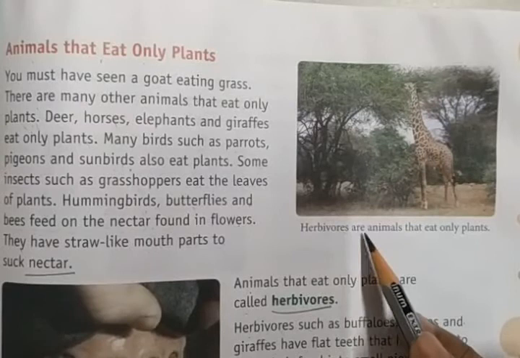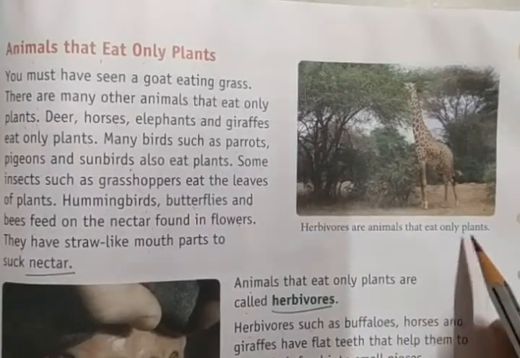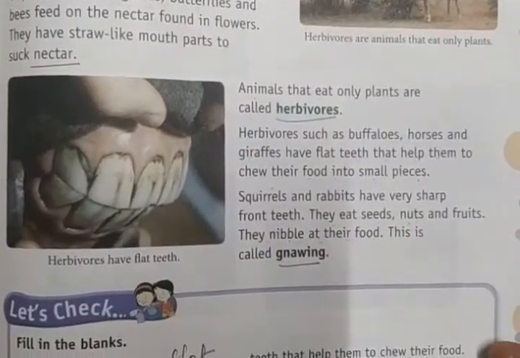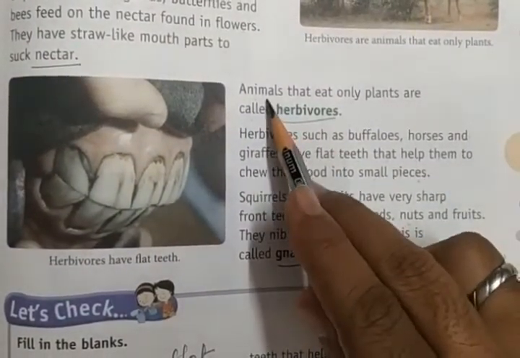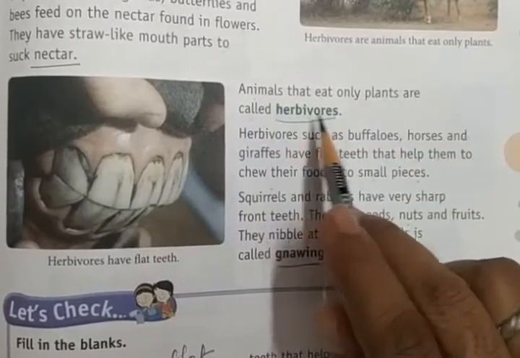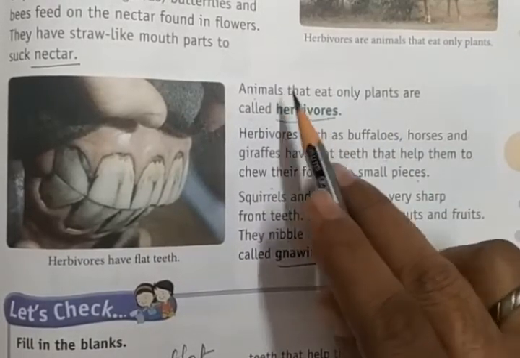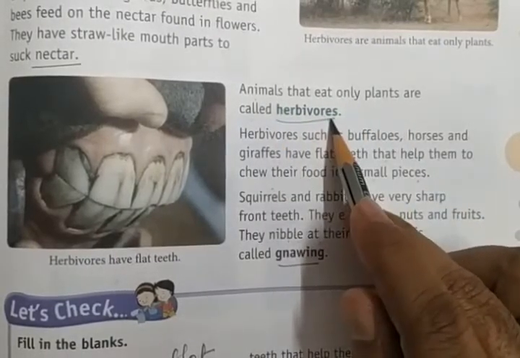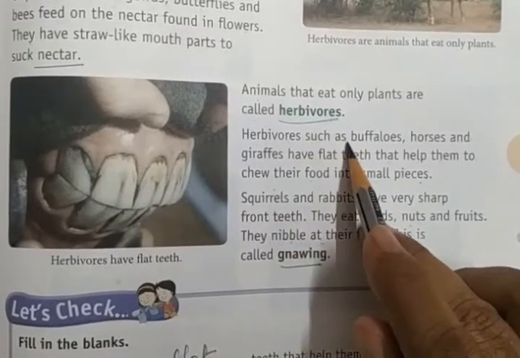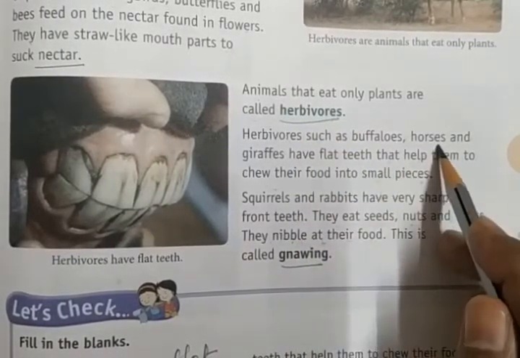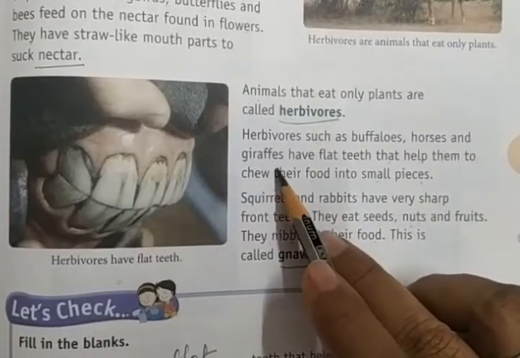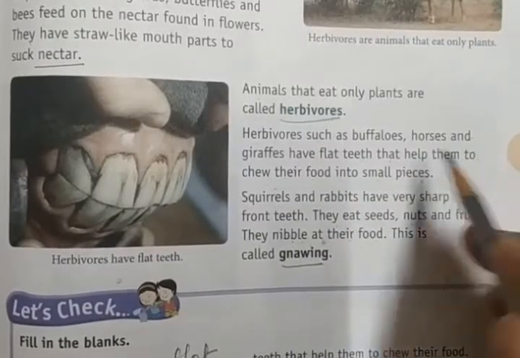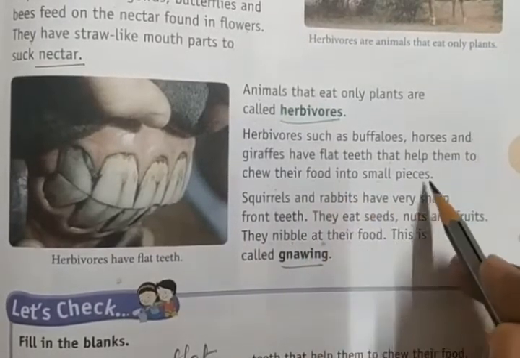Herbivores. Herbivores are animals that eat only plants. The animals that eat only plants are called herbivores. Herbivores such as buffaloes, horses and giraffes have flat teeth that help them to chew their food into small pieces.